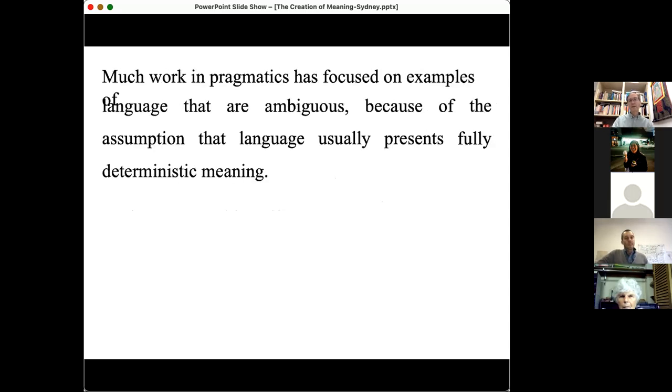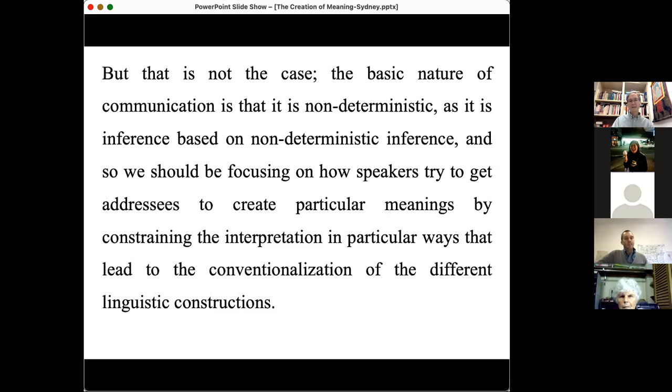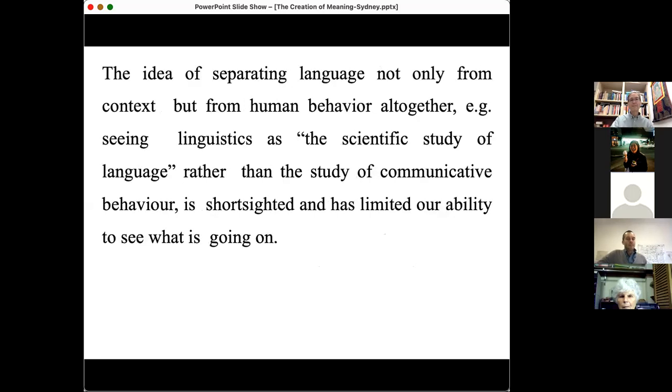Much work in pragmatics is focused on examples of language that are ambiguous because of the assumption that language usually presents fully deterministic meaning. But that's not the case. The basic nature of communication is that it's non-deterministic, as it's based on non-deterministic inference. And so we should be focusing on how speakers try to get addressees to create particular meanings by constraining the interpretation in particular ways that lead to the conventionalization of the different linguistic constructions.